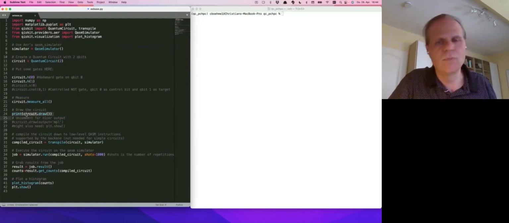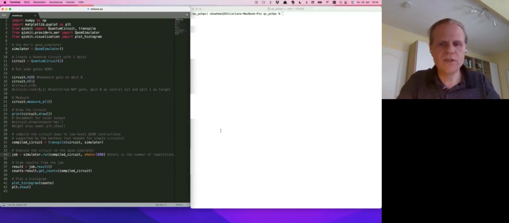Then we use the provided library in order to draw our quantum circuit. And finally, we will transpile it for our simulator, run the job 1,000 times, get the results from the job, get the counts of the results, and plot them in a histogram. That's basically it. So let me execute this.